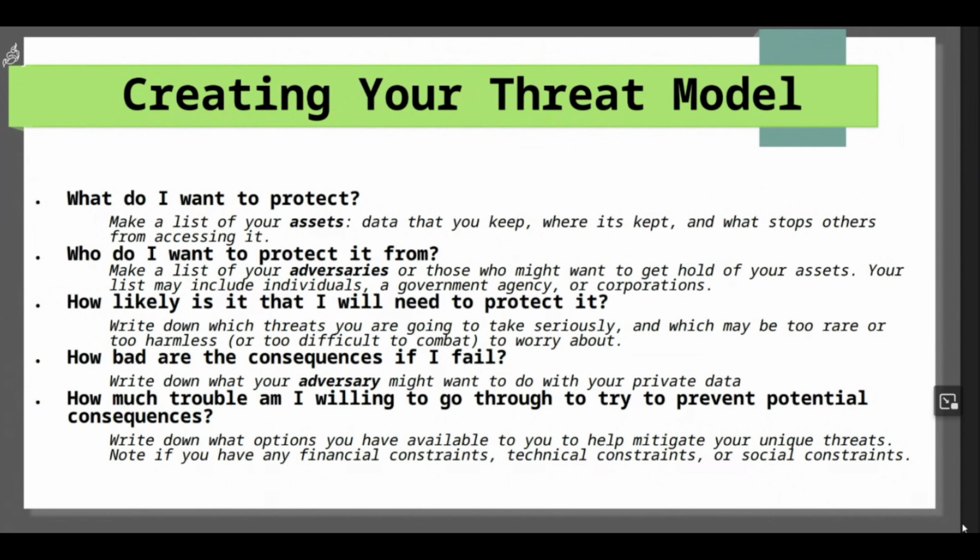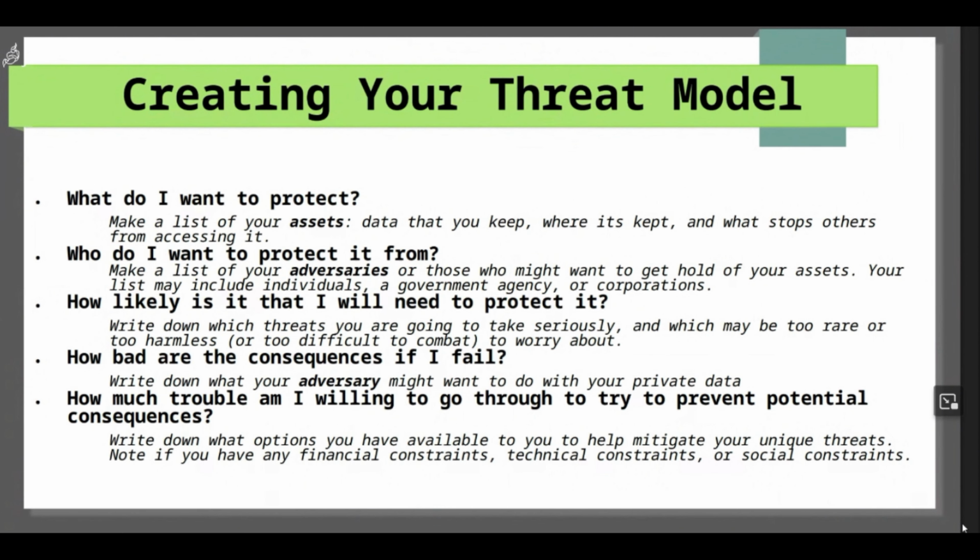Who do I want to protect it from? Make a list of your adversaries. Adversaries are just people who would otherwise want to get access to the data. It can be anyone, really. It can be your boss, any individual, the government, or corporations. They're always trying to get your info. They usually have your legal consent for that, though, for whatever that means.